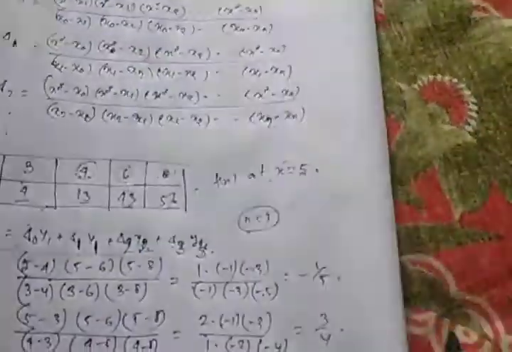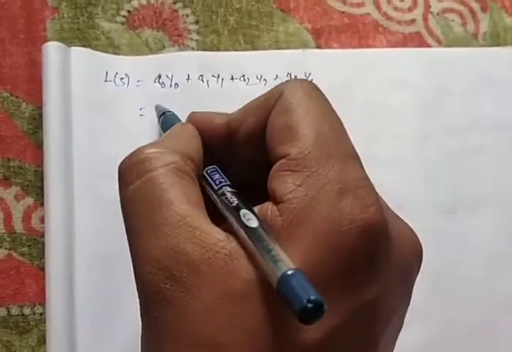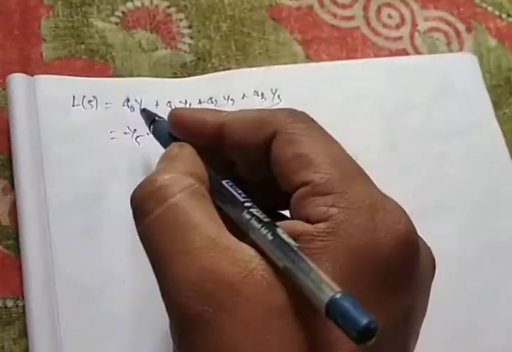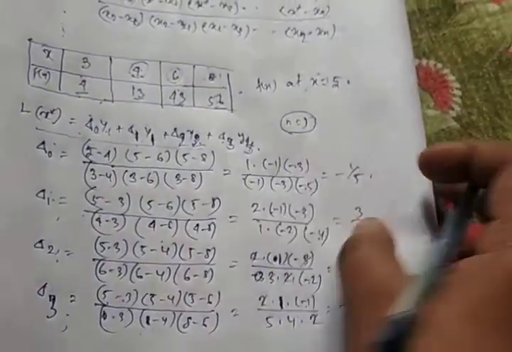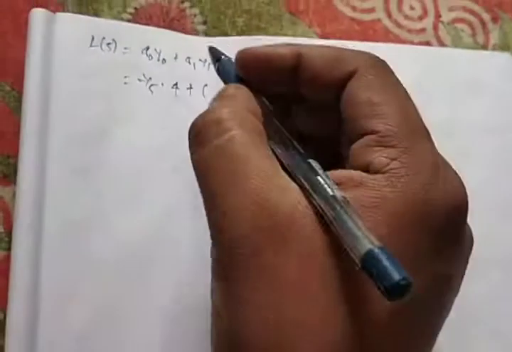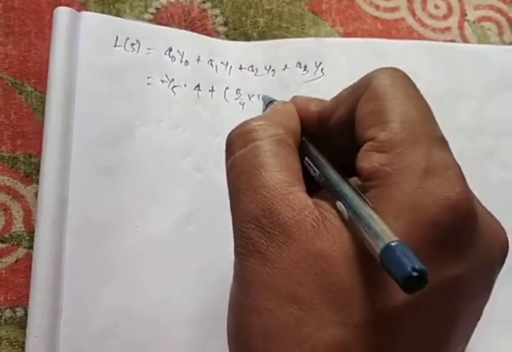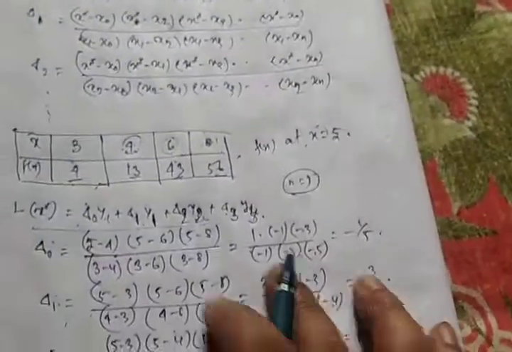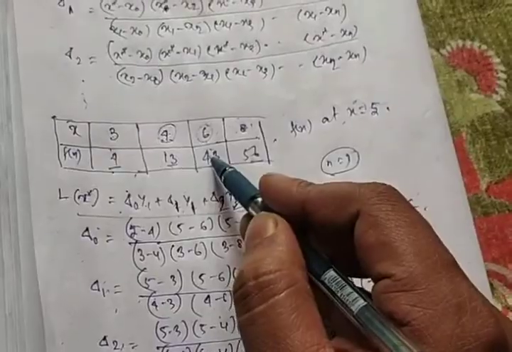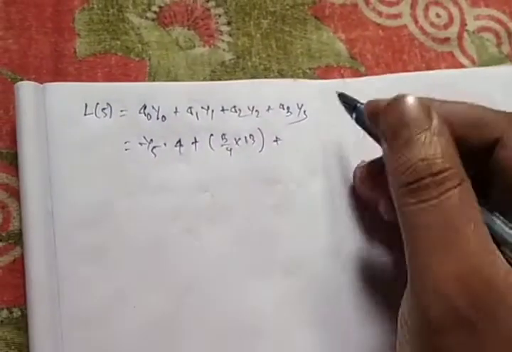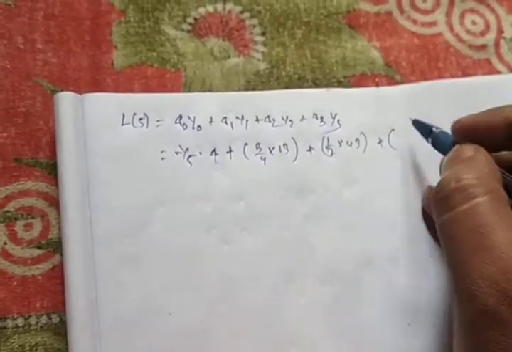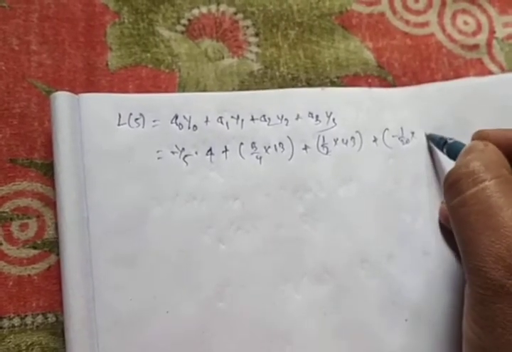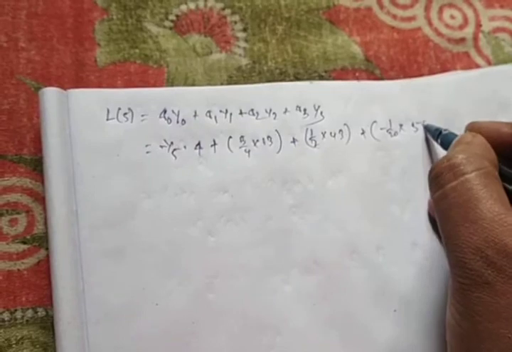So delta 0 is minus 1 by 5, so minus 1 by 5 into y0, which is 4, plus delta 1 is 3 by 4 and y1 is 13, so 3 by 4 into 13, plus delta 2 equals half and y2 equals 43, so half into 43, and lastly delta 3 is minus 1 by 20 and y3 is 56.